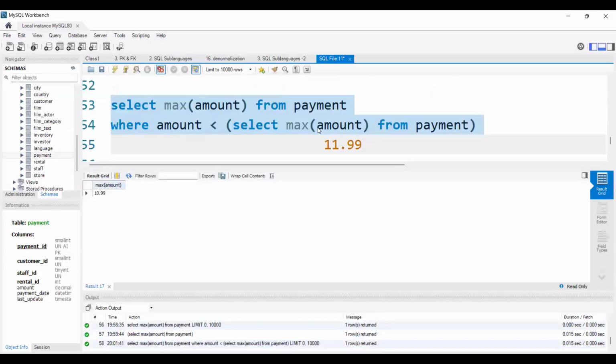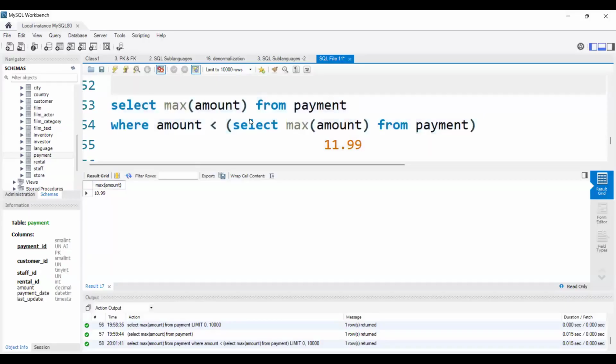See, 10.99 only, because here we will have 11.99, 10.99, and the next value is 9.99. I know that because I've been working on this data for a long time. That is the reason I directly wrote 10.99. If I have 10 also, if I have 11 also, it will come like that only.